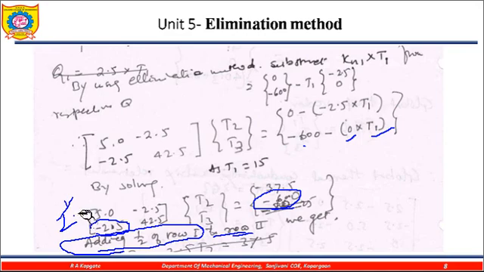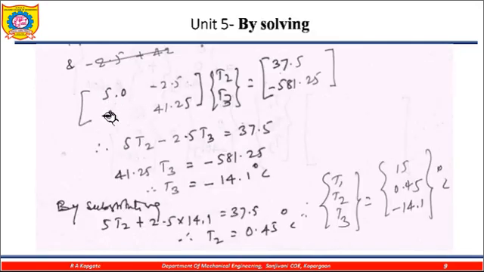One half multiplied by row 1, so that we get 5, 0, and 41.25 into T3, and this one is 37.5. Now we multiplied by this one and reduced that term here, so minus 58.5. So we are getting 0 here, which means 41.25 T3 is equal to 385.